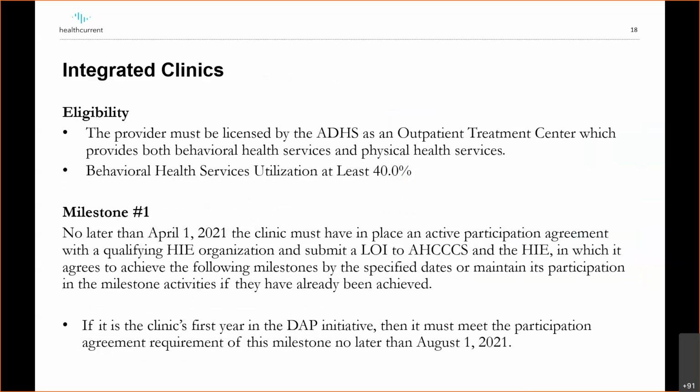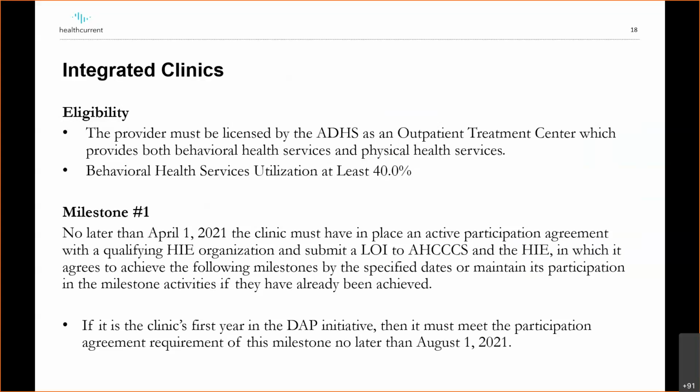Okay. So we're going to move into the milestones specifically for integrated clinics at this point. Your organization is eligible to participate if you are licensed by ADHS as an outpatient treatment center, which provides both behavioral health services and physical health services. And the behavioral health services must be utilized at least 40%. And that'll get you to that 1% increase.